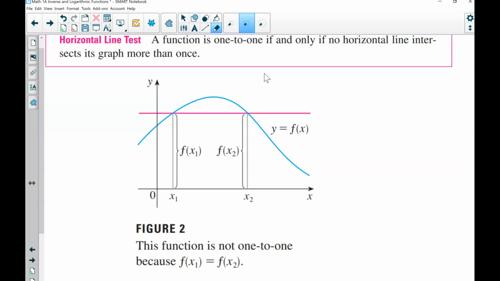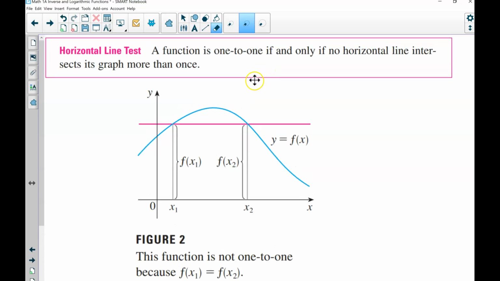Therefore, we would have the following geometric method for determining whether a function is one-to-one. So in this case, that means that this function does not have an inverse. Now the horizontal line test tells us that a function is one-to-one if and only if no horizontal line intersects its graph more than once. In this scenario, it intersected twice.